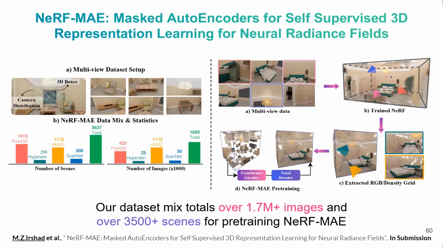So two of these data domains are synthetic, whereas two are real, or one is actually real-to-sim and one is completely real. We primarily pre-train our representation on three of these, whereas we hold out ScanNet scenes for our evaluation.